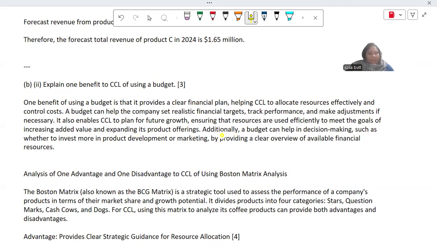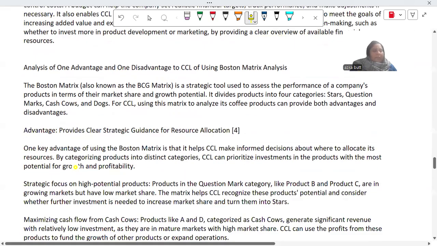Additionally, a budget can help in decision making, such as whether to invest more in product development or marketing, by providing a clear overview of available financial resources. Now we are going to analyze one advantage and one disadvantage of CCL using the Boston matrix analysis.